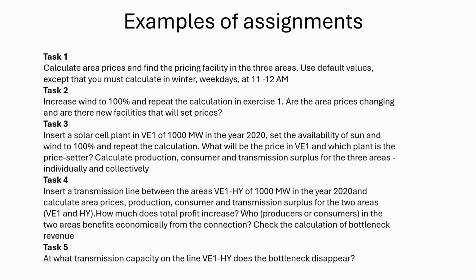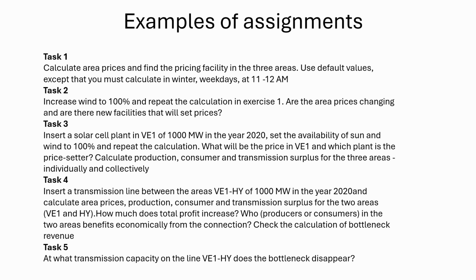In task 4, you should build a transmission line between the areas VE1 and HY of 1000 megawatt in year 2020. And then you should calculate area prices, and you should repeat the calculation of production, consumer, and transmission surpluses for the 2 areas. You can see how much the total profit will increase because you have built this transmission line. And you should see which of the consumers and producers in the 2 areas will benefit economically from this connection.